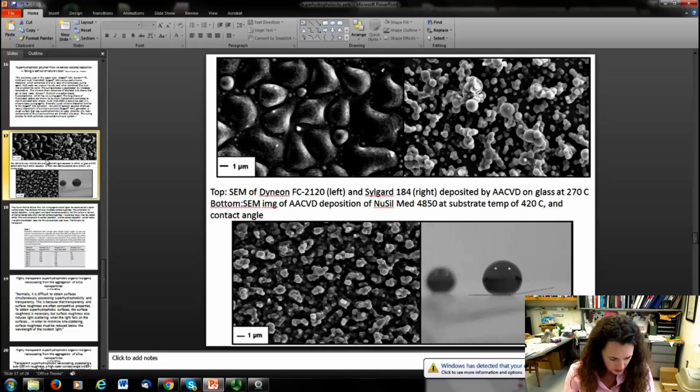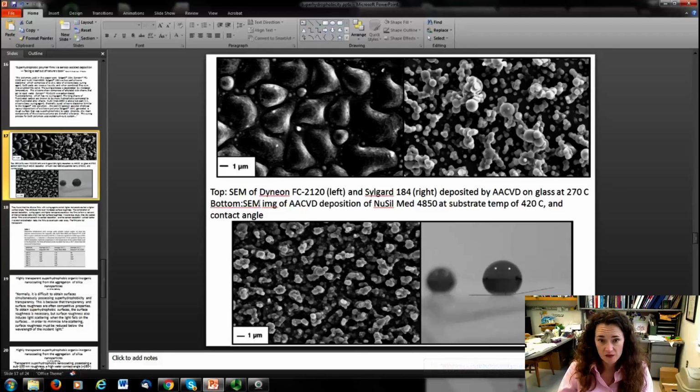Okay, so basically what all of these coatings did was they generated rough surfaces that were super hydrophobic to water droplets. And the main components were the base itself and then the curing component. And you can see some SEM images of the things. So here, top left is the Dyneon, the Sylgard is top right, and on the bottom it's a deposition of the NuSil at a temperature of 420 degrees, and then the contact angle.